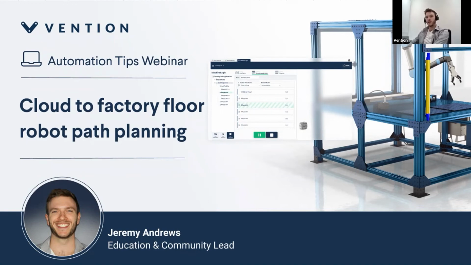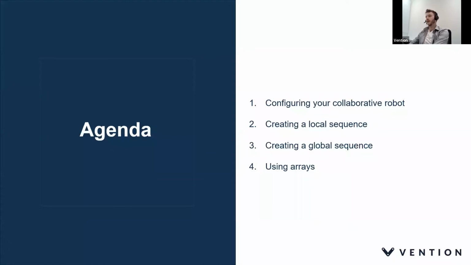So for today, there are 4 different topics that I would like to cover. The first is being able to show you guys how to configure your collaborative robot. Second, how to create a local sequence. Third, create a global sequence. And finally, how to use arrays all within MachineLogic.